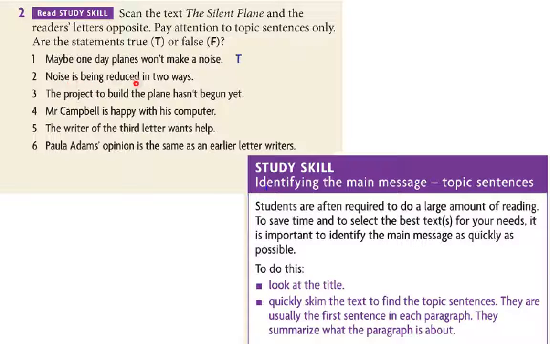2. Noise is being reduced in two ways. You remember the second paragraph in Article 1 was about 3 ways of noise reduction. So, this sentence is false. And the correct answer is 3 ways. Sentence number 3: the project to build the plane hasn't begun yet. And this is true. As you remember, in the last paragraph of the silent plane article, it has been shown that the silent plane is just a design concept and there is no silent plane yet. So, this means that this sentence is true.